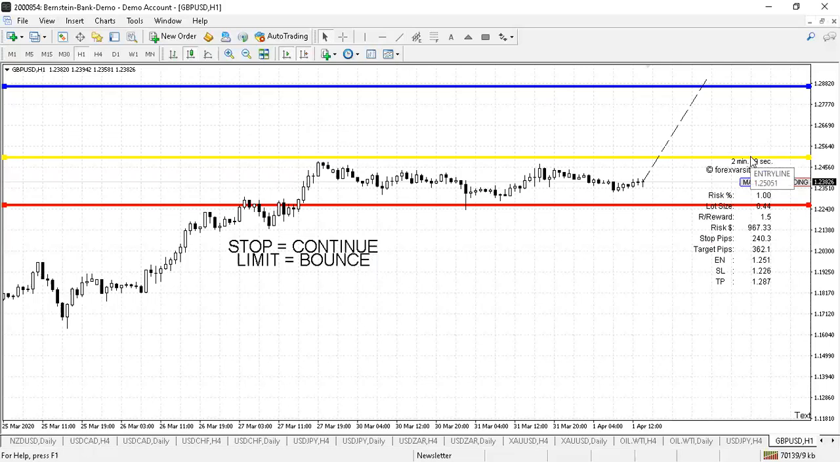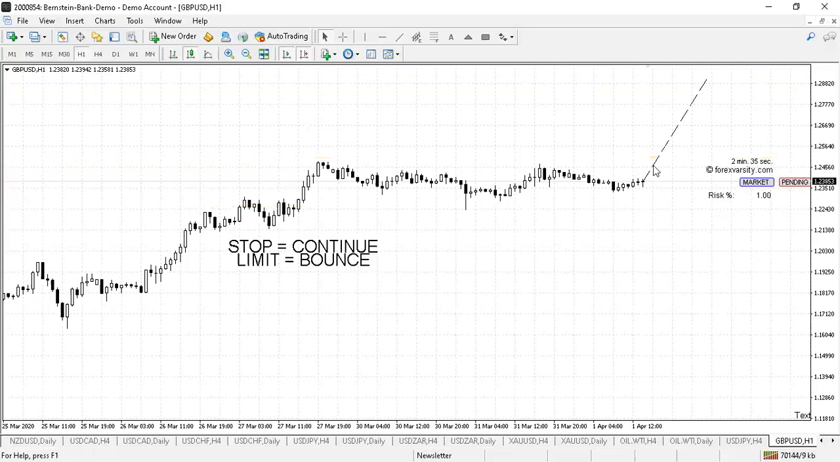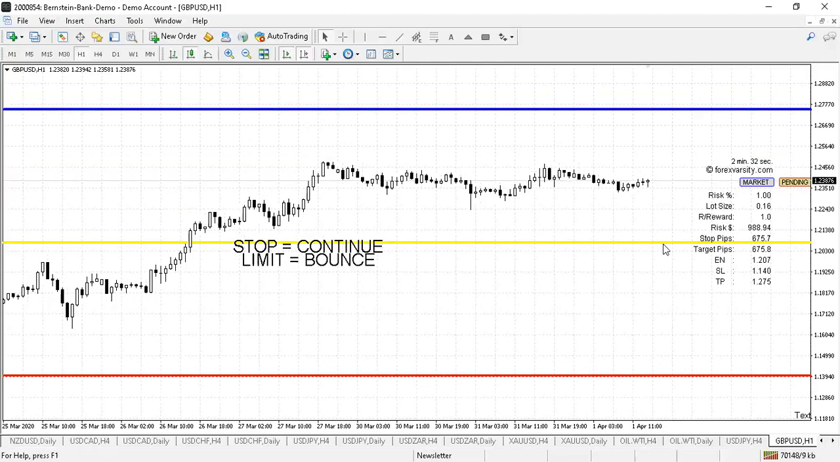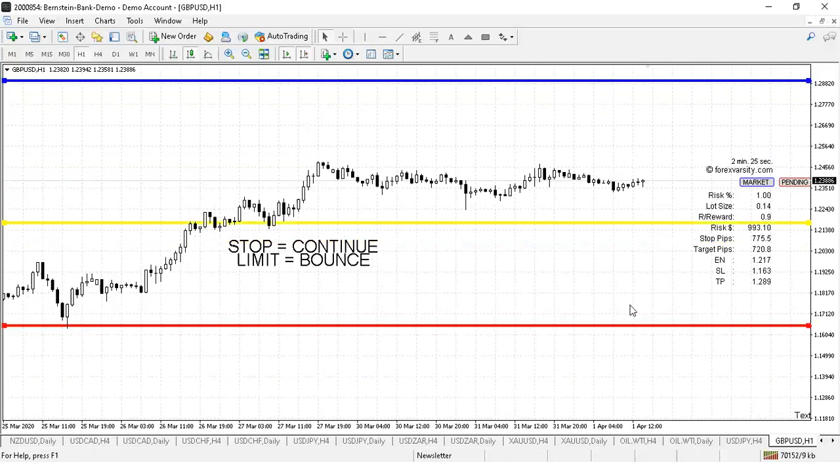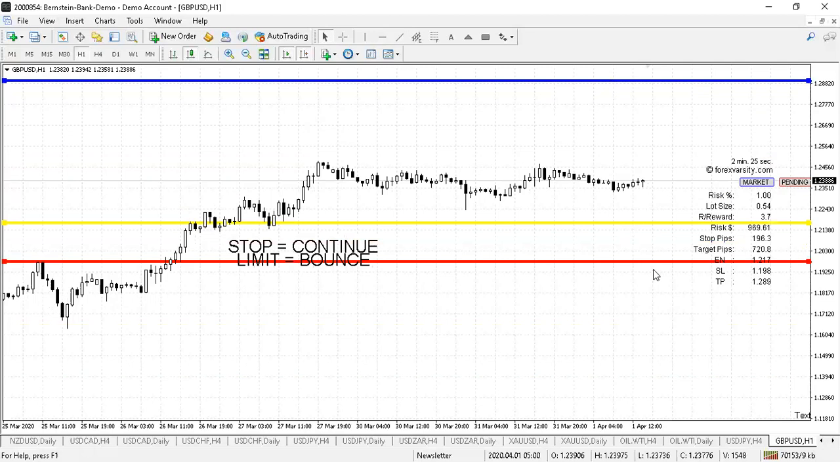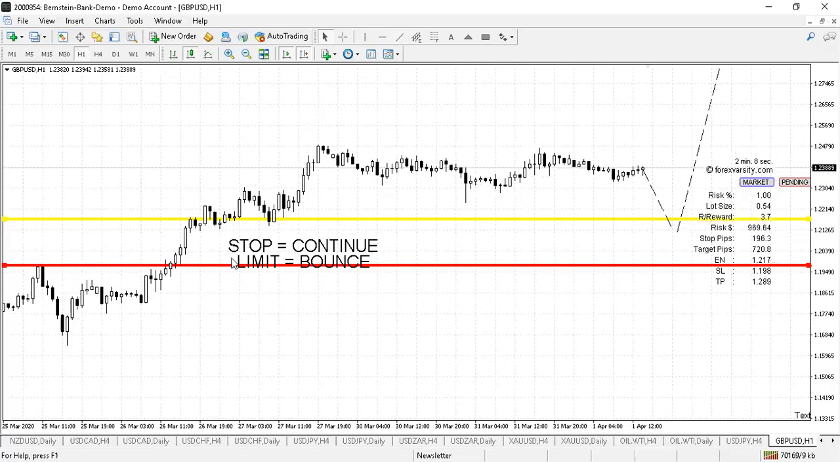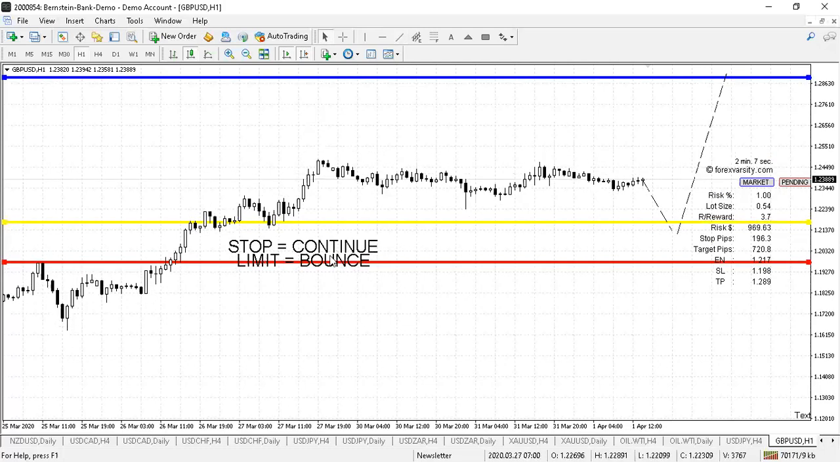Okay, so there's another type of buy that you might want to preset, and that would be a buy limit. A buy limit, again, is still a buy trade. Your blue line is still going to be above your yellow line, and your red line is going to be below the yellow line. But in this example, we want it to come down, and we want it to actually bounce at that point and then continue up. So this is an example of a buy limit. So always remember, guys, that as strange as it may seem, stop equals continue and limit equals bounce.